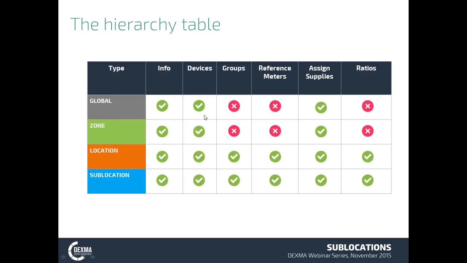to be set up there, would have devices there, right? So you can assign devices to that element. They won't have groups capabilities or reference meter capabilities, but they will have the assigned supplies capabilities as well, and the ratios won't be available for zones and global, right? These restrictions here, we ended up asking to our partners, right?